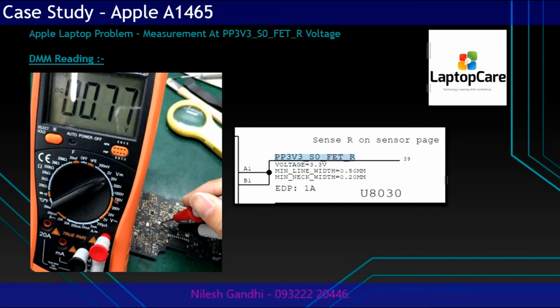Before proceeding further, we checked the impedance at this pin with respect to ground and it was 388. So this impedance was okay, and we can confirm that this particular MOSFET is not short or leaky. So we need to check the origin of this PP3V3_S0_FET_R, and we found that this voltage is converted from a signal PP3V3_S5 via this U8030 IC.